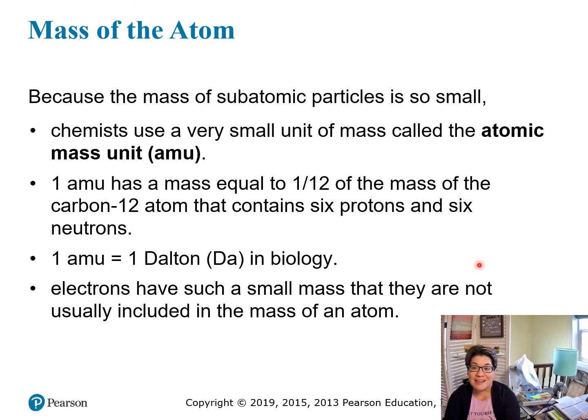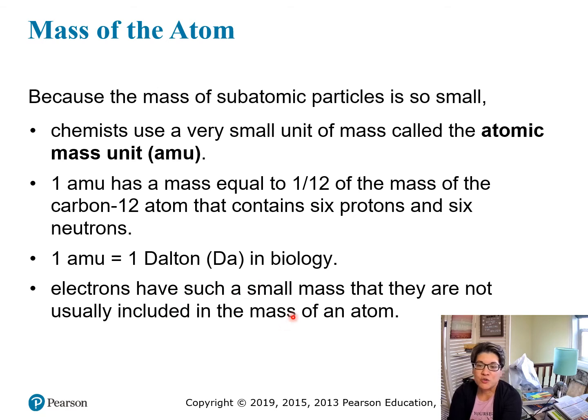Now we need to look at the size of these. We use atomic mass units a lot of times for chemistry because it's a standard unit instead of using grams, because it would be like 10 to the minus 10 grams. And so they use AMU, and it's 1/12 the mass of a carbon-12 atom, which has 6 protons and 6 neutrons. So 1 AMU is basically the mass of a proton. You can think of it like that. AMU is the mass of a proton. We use Daltons in biology too.